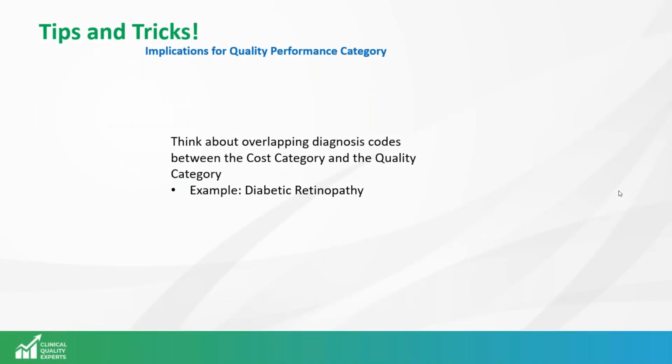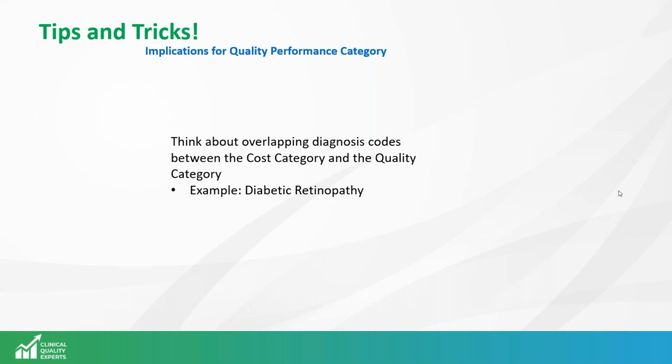All right. Another tip is to think about the implications of overlapping diagnosis codes between the cost category and the quality category. So going back to our example, where the cataract surgeon coded for diabetic retinopathy. Now, diabetic retinopathy would exclude the patient if coded during that 60-day pre-surgery window. It would exclude the patient from the cost category.